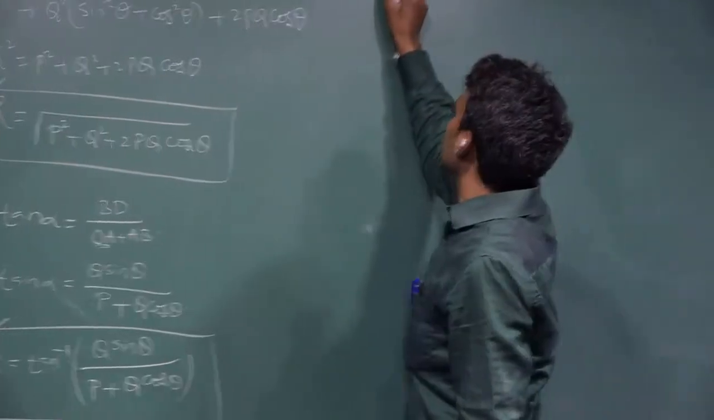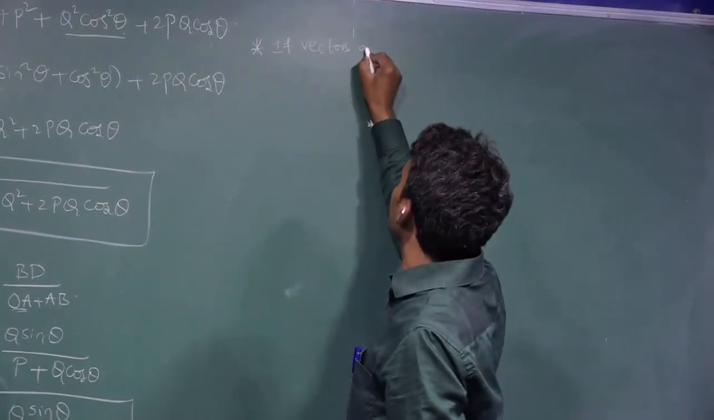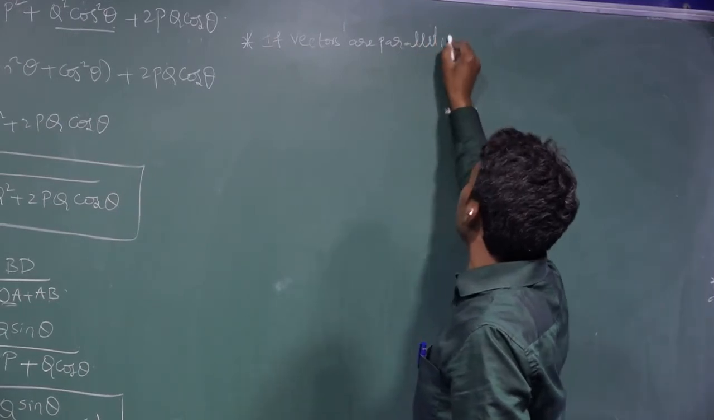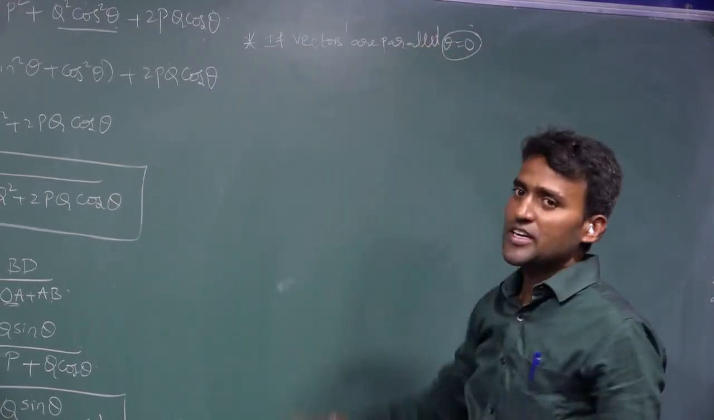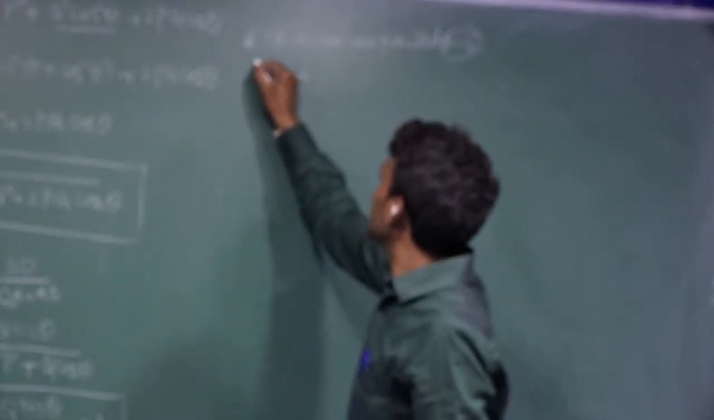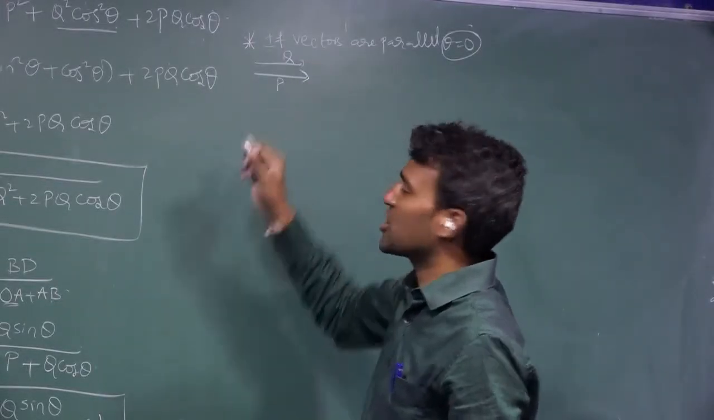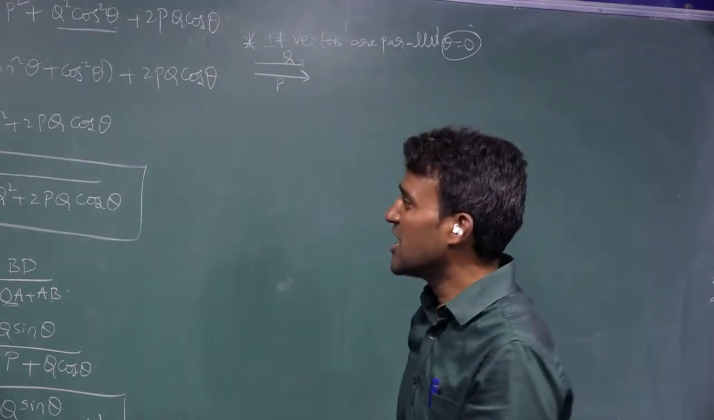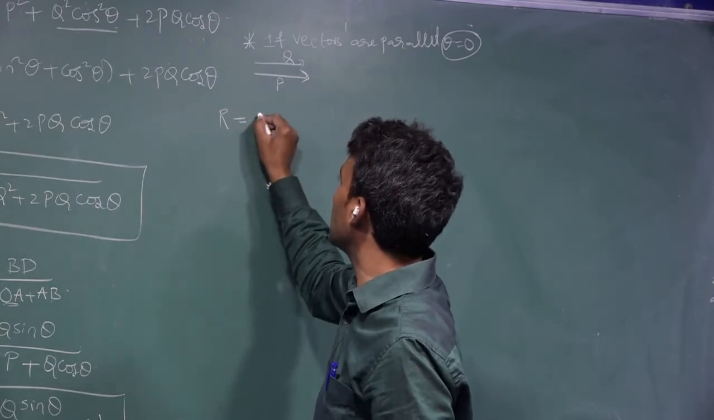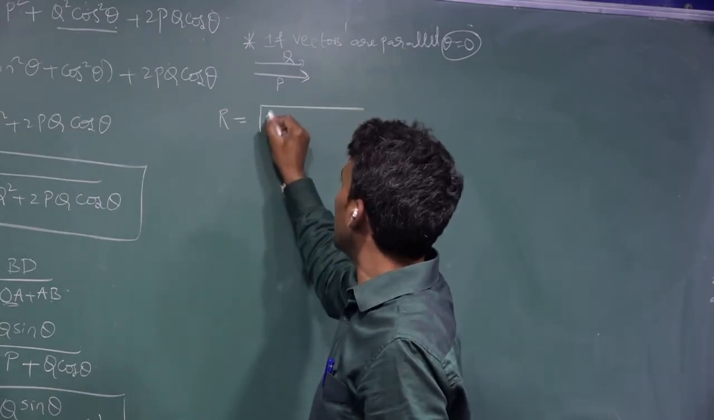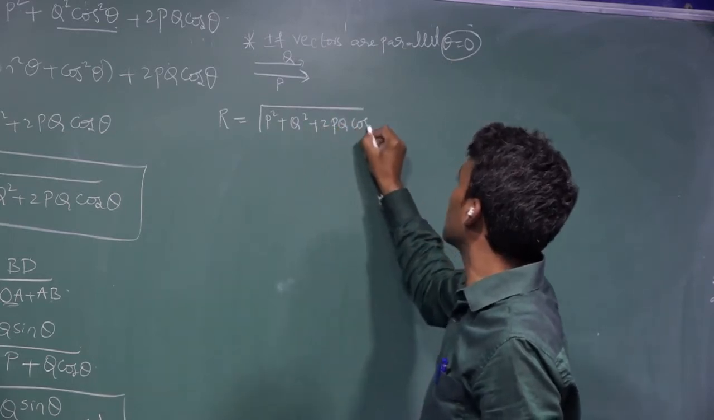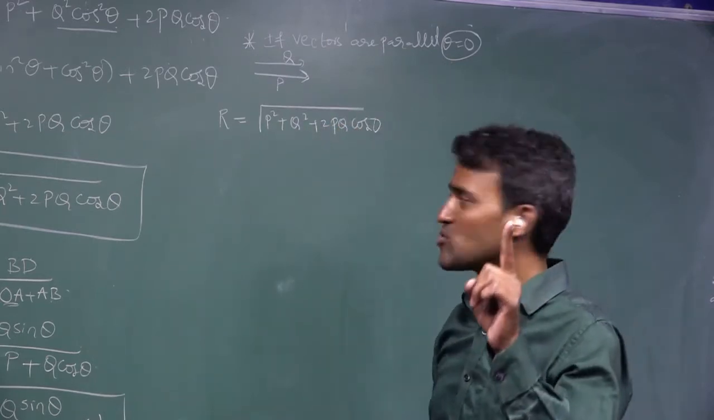If vectors are parallel, at that moment theta is equal to 0. If theta is equal to 0, the P vector and Q vector are both acting in the same direction. At that moment, what is the resultant? R is equal to under root of P square plus Q square plus 2PQ cos 0. What is cos 0? Cos 0 is 1.